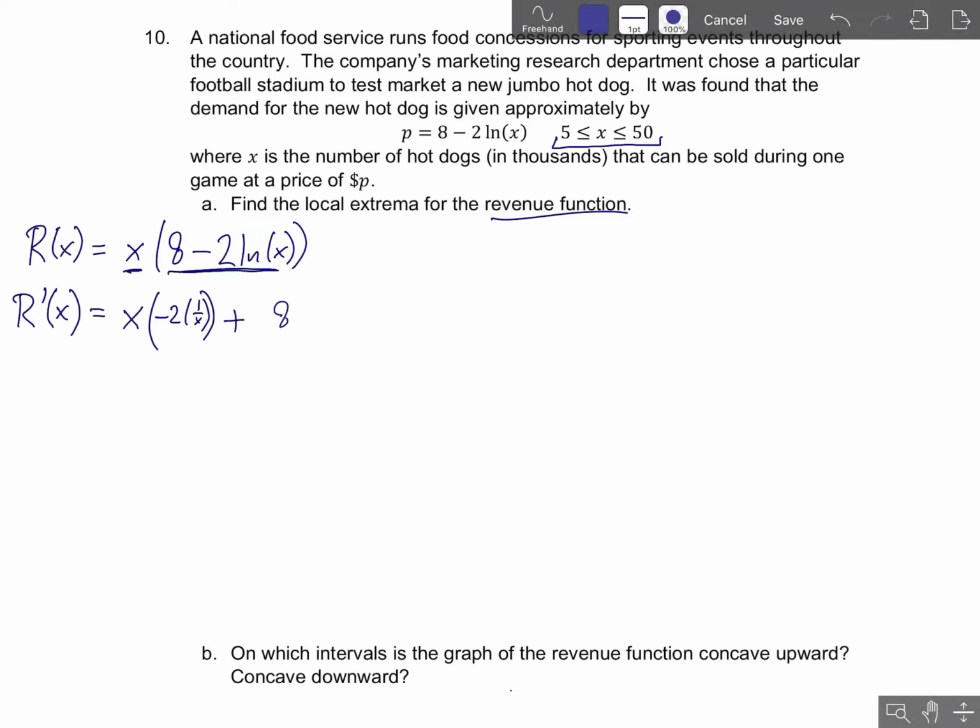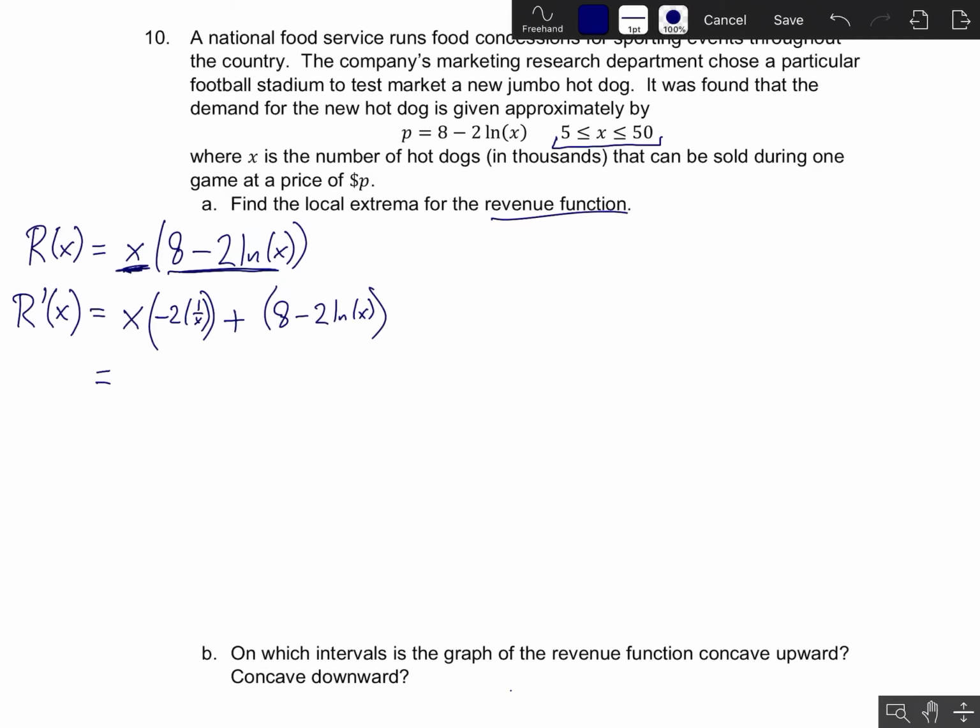So that's the first times the derivative of the second, plus the second term times the derivative of the first. So here's the second term, or really I should say the second factor, times the derivative of the first thing, but the first thing out here is just x, so its derivative would be 1. So this is what we get as r prime.